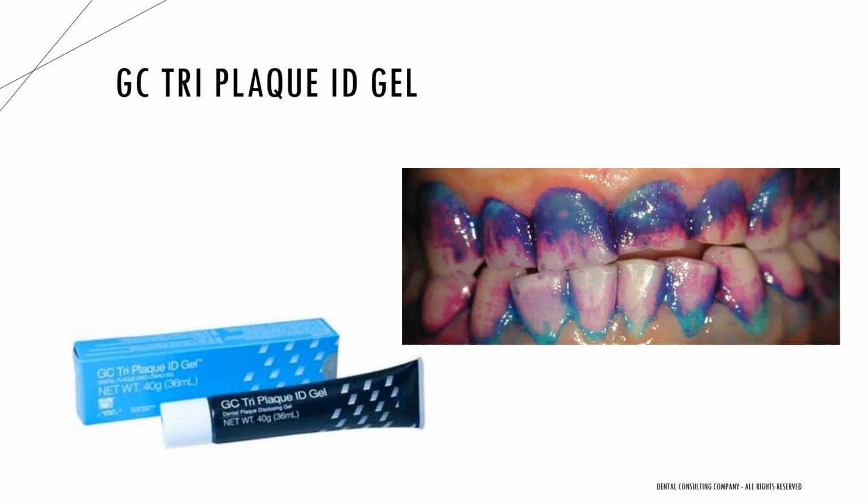Next, GC Tri Plaque ID Gel is a disclosing agent and is a really great patient education tool and can help with the assessment of plaque present on the implant. Once applied in the mouth clinically, you can get a mirror or take an intraoral photo to show the patient areas that they're missing in relation to biofilm removal on the surface of the implant.